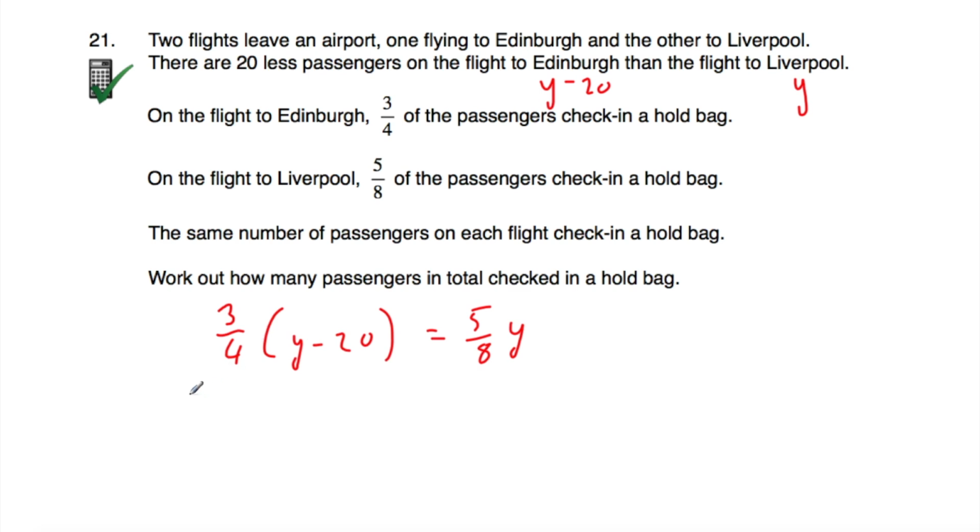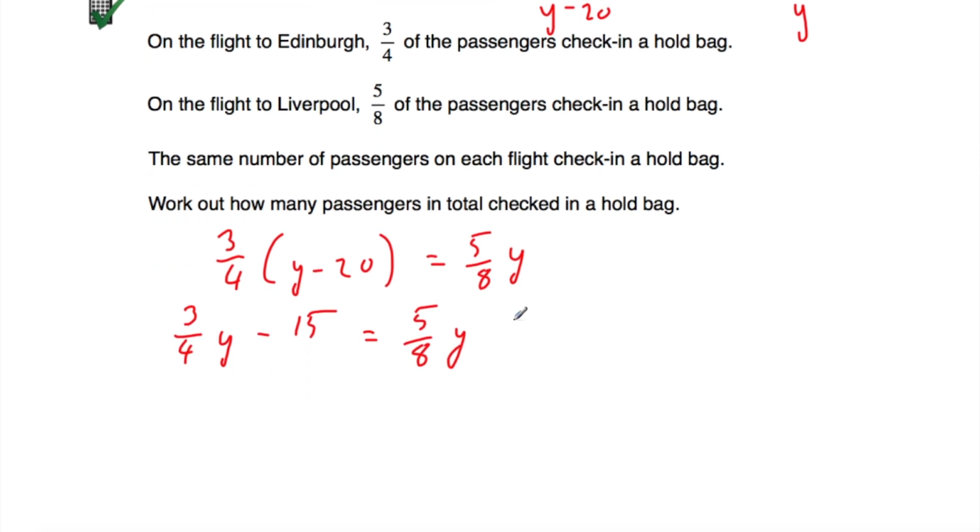So let's expand our brackets. So 3/4 of y, subtract, and then multiply 20 by 3/4, or work out 3/4 of 20. It's a calculator question anyway. 3/4 of 20 is 15, and that's equal to 5/8 of y. Okay, now whenever we're solving an equation like this, we want to bring all the y's to one side and all the numbers to the other side.